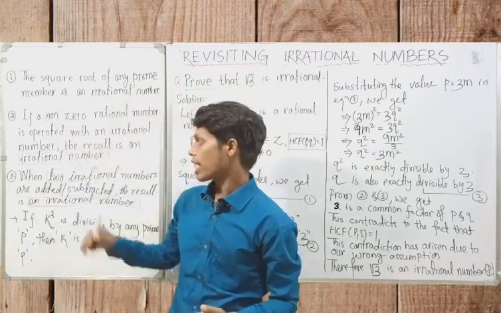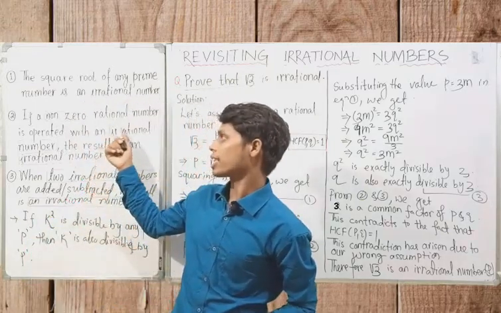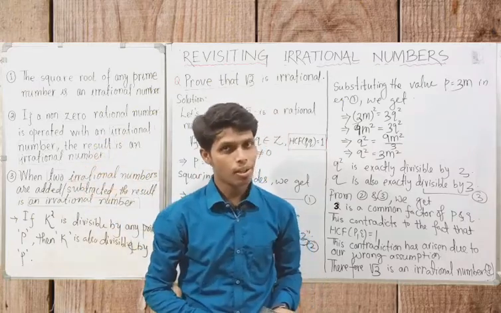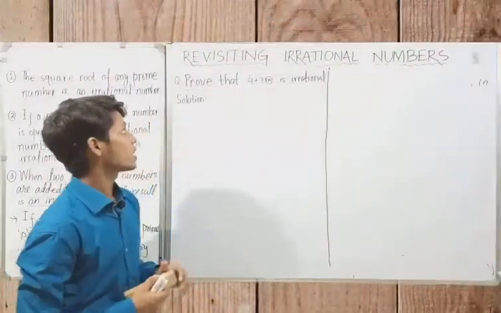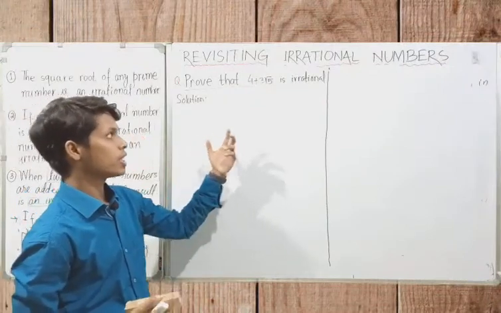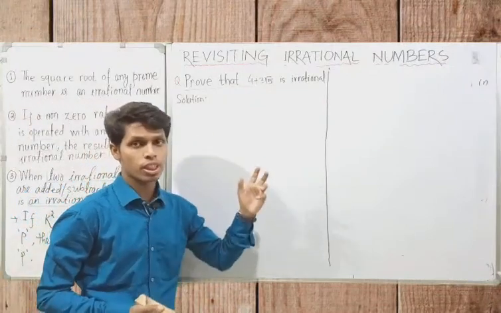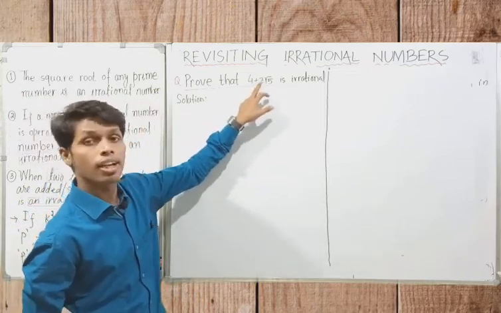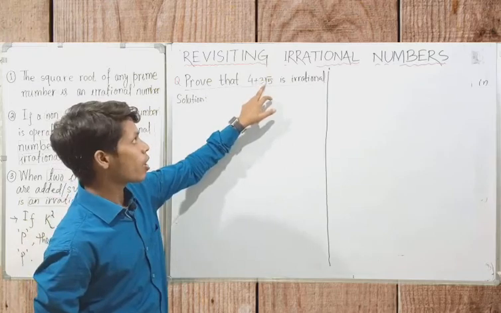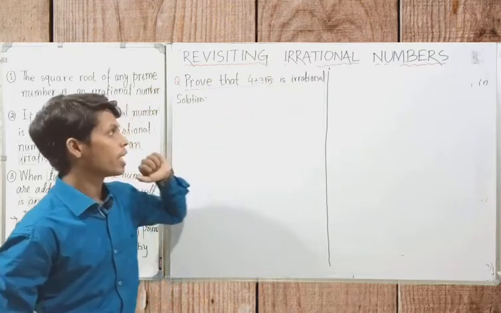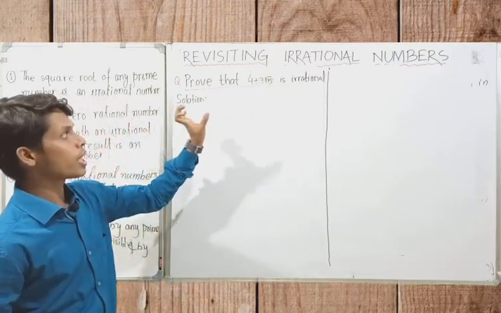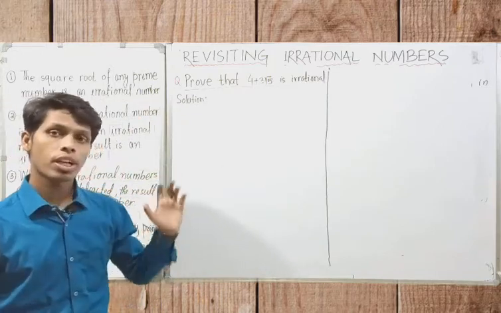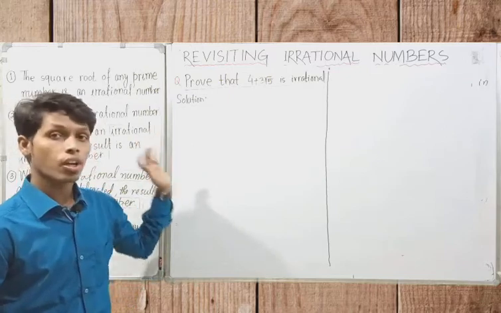Now let's move to the second proof, that is, if a non-zero rational number is operated with an irrational number, the result is an irrational number. So this is the second question: prove that 4 plus 3 root 5 is irrational. Here 4 and 3 are rational numbers and they are operated with root 5, which is an irrational number, and the result we are getting, that is 4 plus 3 root 5, is irrational. We have to prove that. Also here we will use the contradiction method.